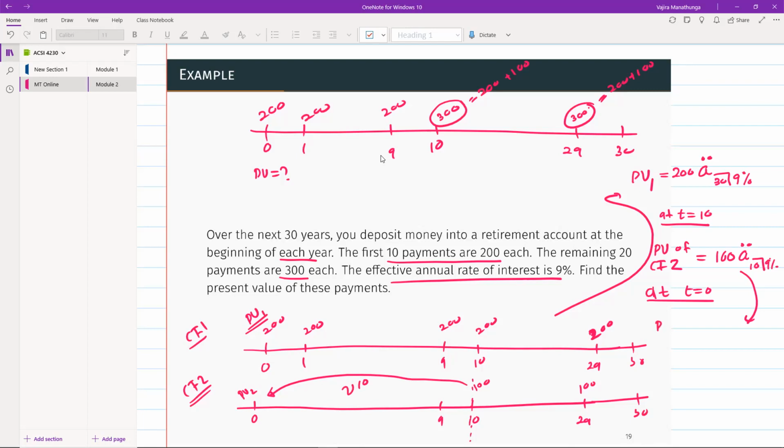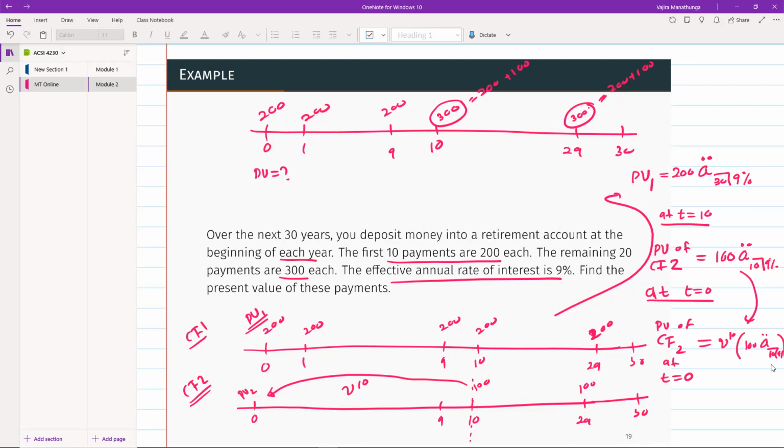So then the present value of cash flow sequence 2 at time 0 is going to be 100 a double dot 10 times v to the 10. Okay.